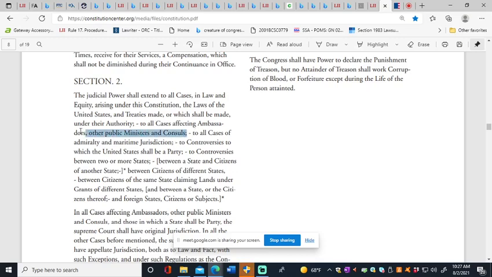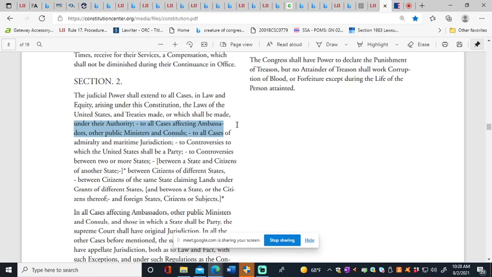I want y'all to understand this. It says, to all cases affecting ambassadors, other public ministers, and consuls. Okay? To all cases of admiralty and maritime jurisdiction, to controversies to which the United States shall be a party, to controversies between 2 or more states, between a state and a citizen of another state, between citizens of different states, between citizens of the same state claiming lands under grants of different states, and between a state, or the citizens thereof, and foreign states, citizens or subjects.